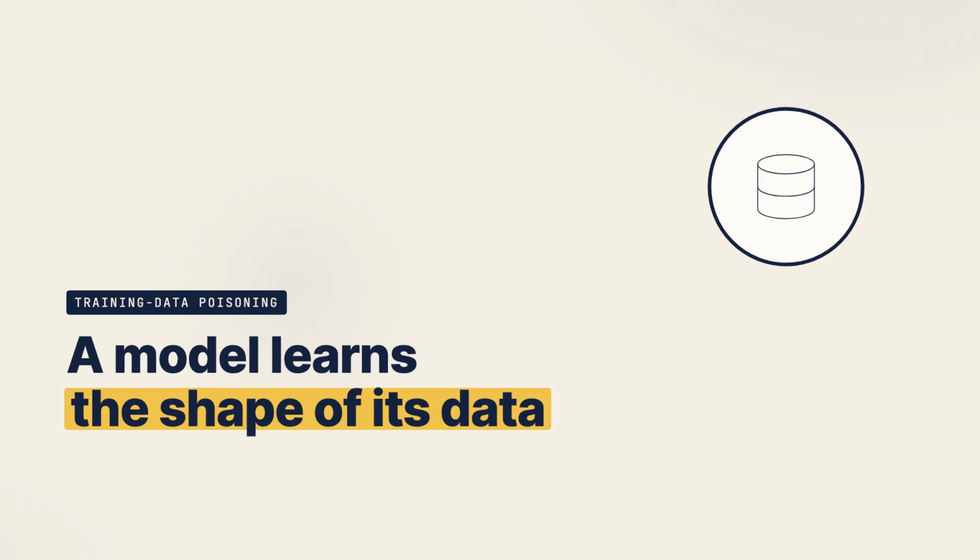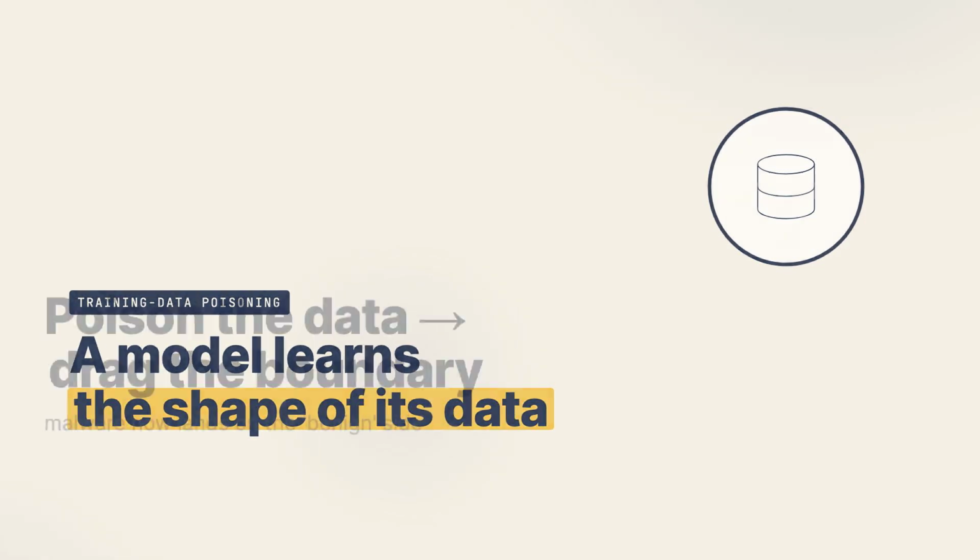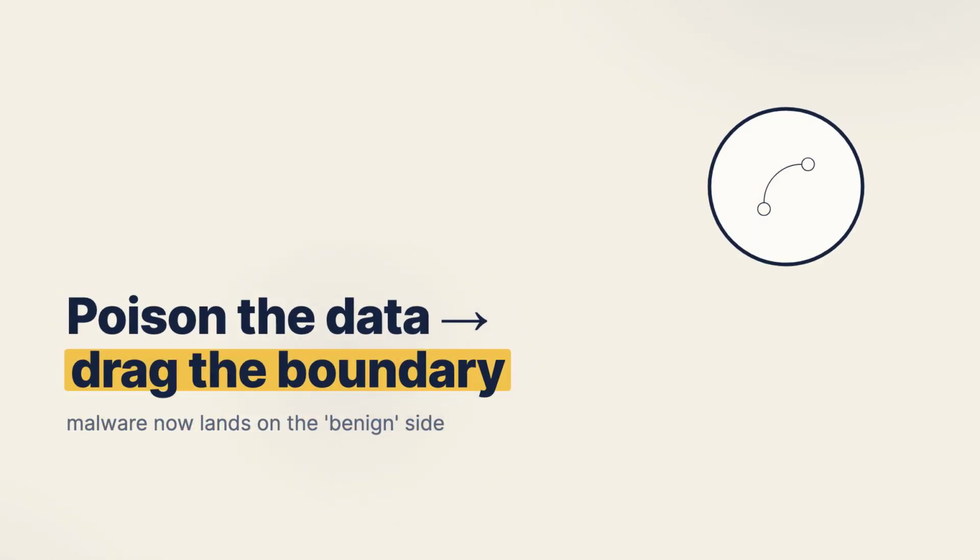Here's the visual that makes it click. A classifier's decision boundary is just a line drawn to separate good from bad. Drop in poison samples, mislabeled points or carefully crafted ones, and you drag that boundary across. Things that used to land on the malware side now sit on the benign side. Same model, moved line. Now here's the contrast the exam loves, because there are 2 very different intents behind poisoning.